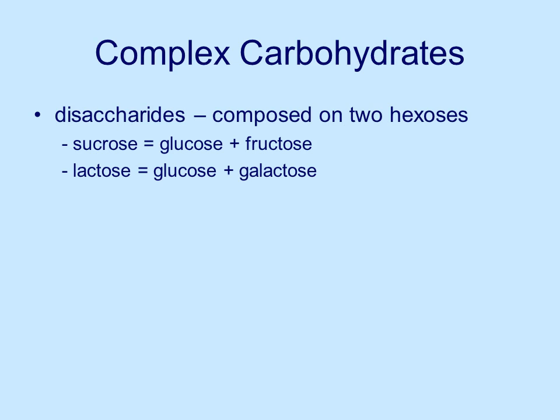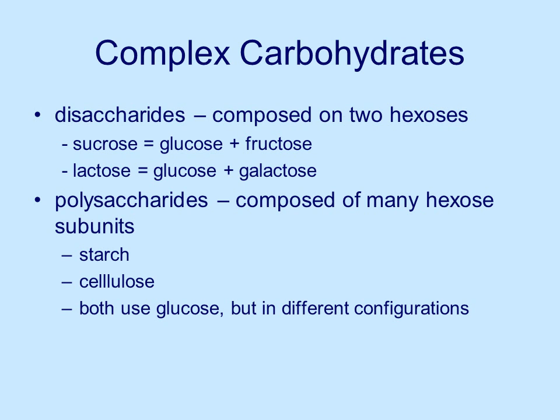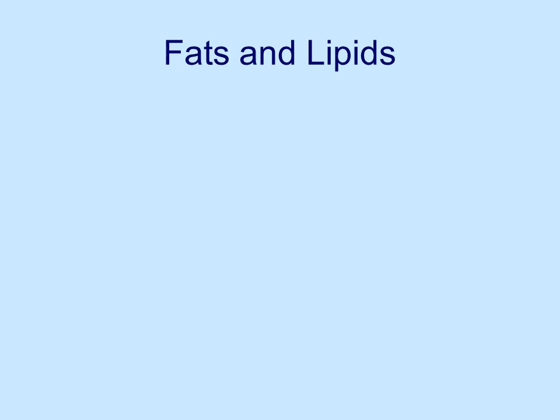Complex carbohydrates are composed of more than one carbohydrate molecule. Disaccharides are composed of two hexoses, and there's a couple of them listed: sucrose, table sugar, and lactose, in milk. Polysaccharides are composed of many, poly meaning many. Starch and cellulose are two polysaccharides. They're two different configurations, even though they both use glucose. Both types are used for food. Disaccharides and polysaccharides are used for food.